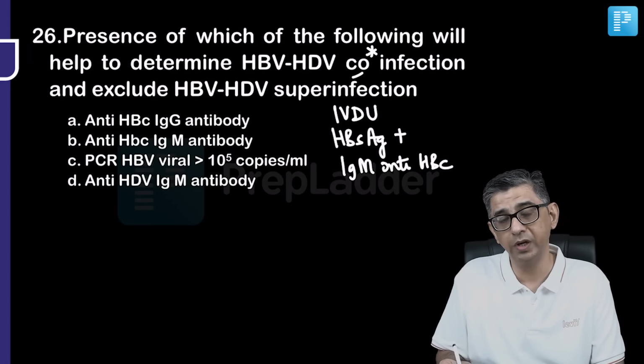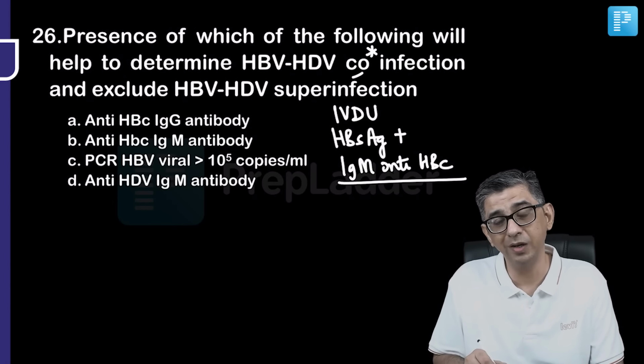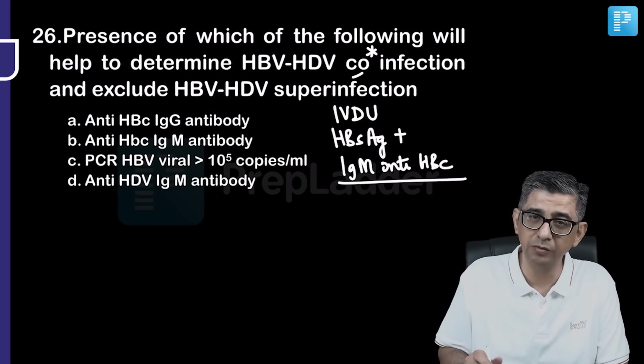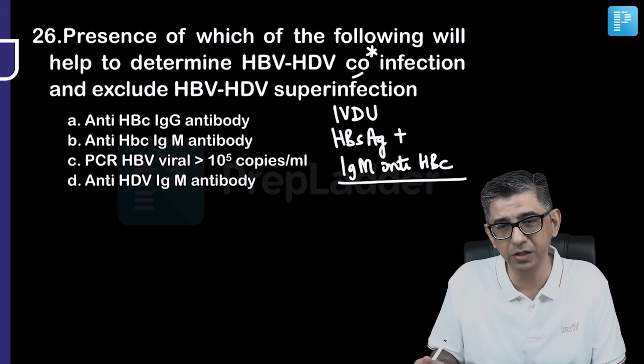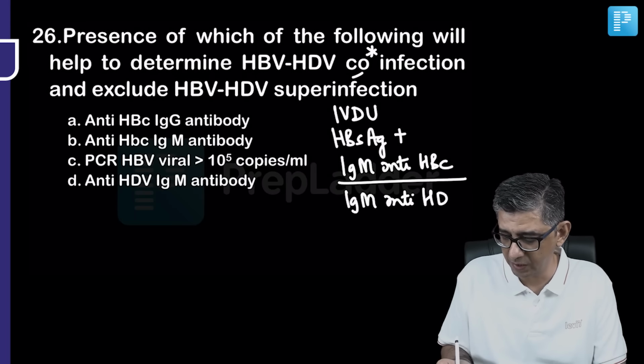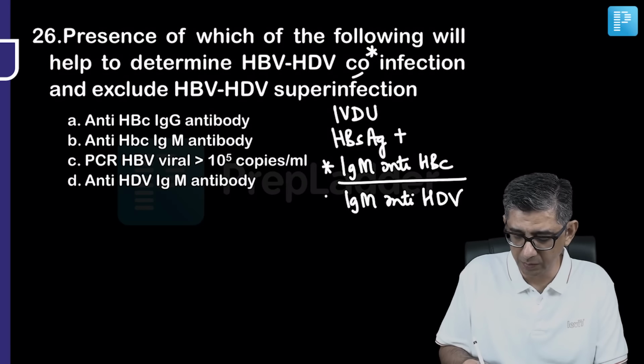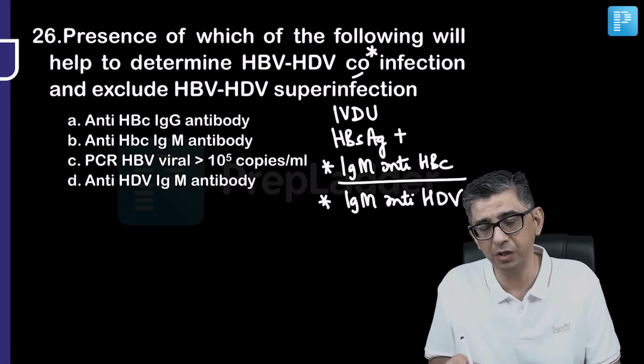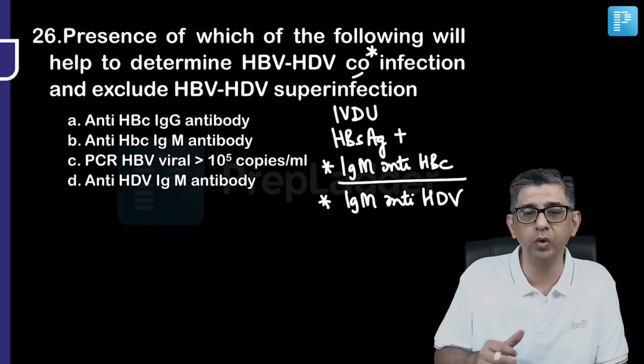Now, this guy who's doing needle sharing has changed his group and he got hepatitis delta infection from a different group where he was doing needle sharing. And now this person is having IgM class of antibody to hepatitis D virus as well. So you can see two IgM class of antibody present in this patient, which would help you determine a co-infection.